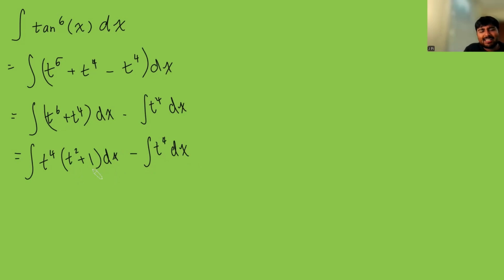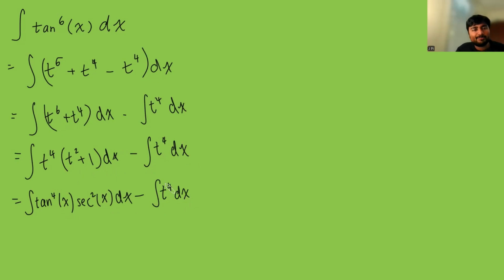Okay, cool. What is tan squared x plus 1? Well, we can use the trig identity. That's going to be sec squared x. So now if I go back to writing this as tan to the 4x times sec squared x dx, and then I've got minus this integral. I'll just leave that as t to the 4.